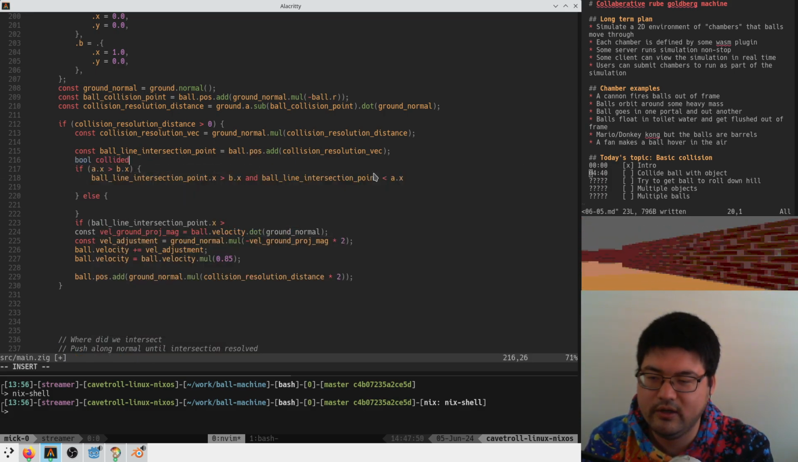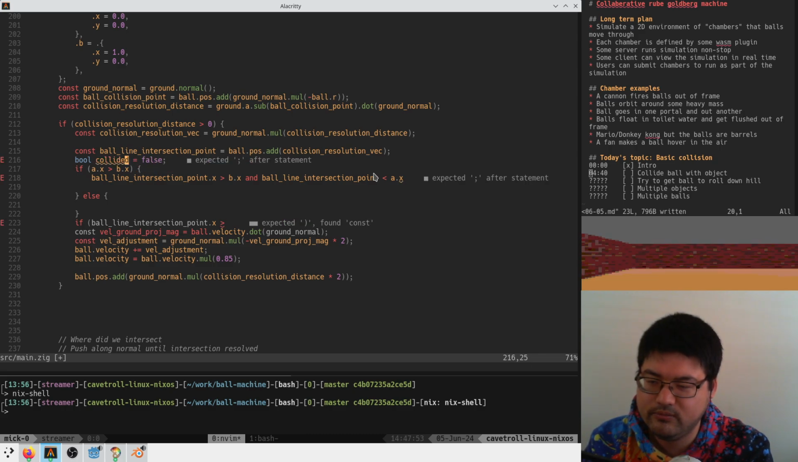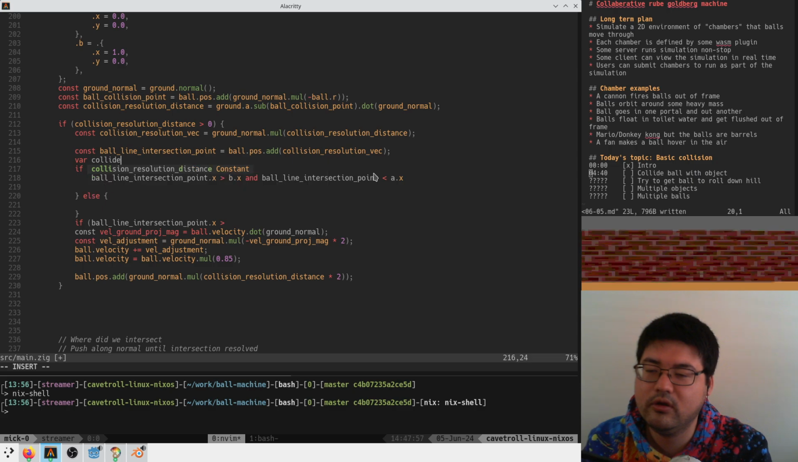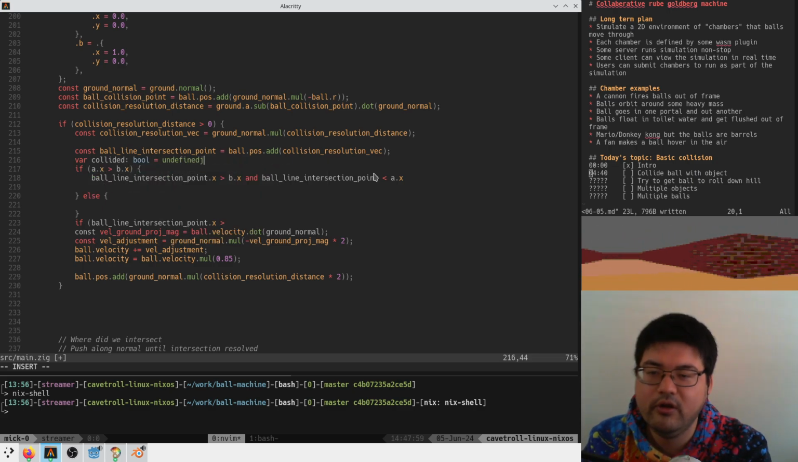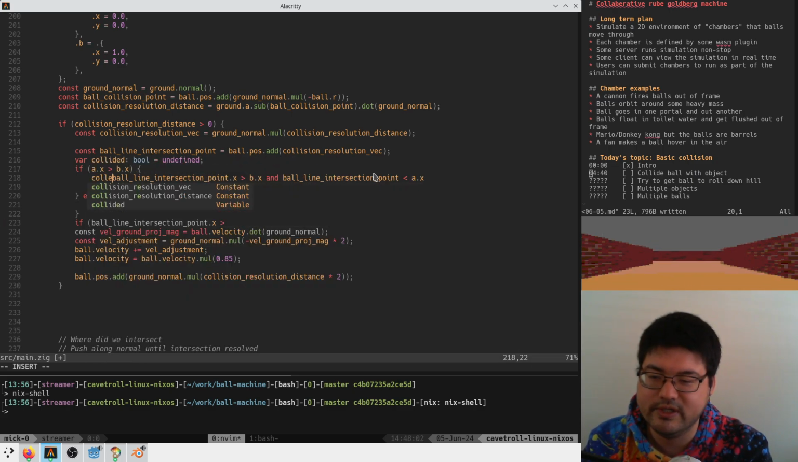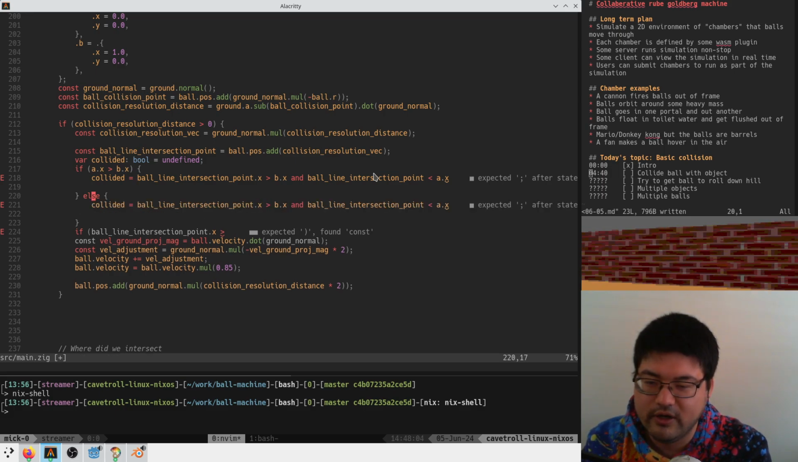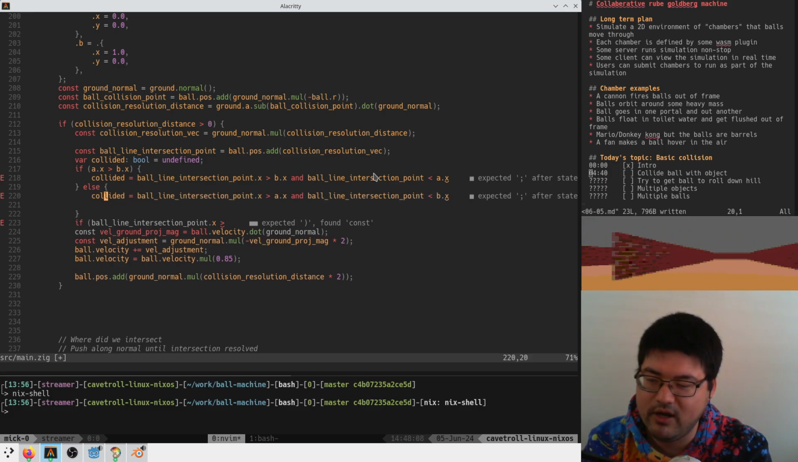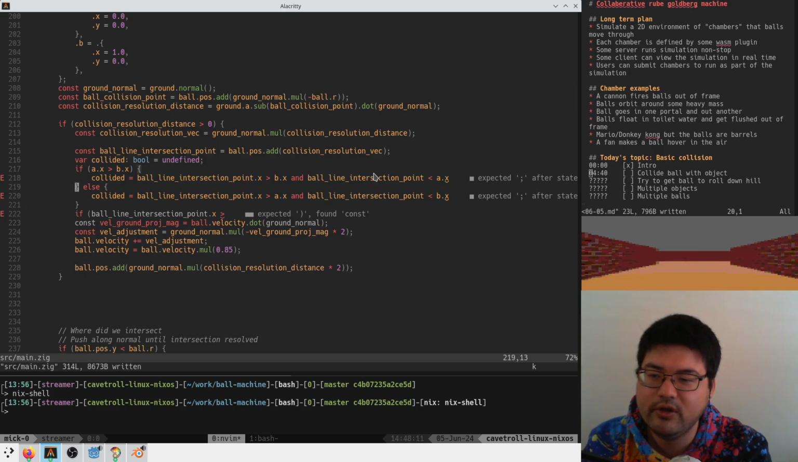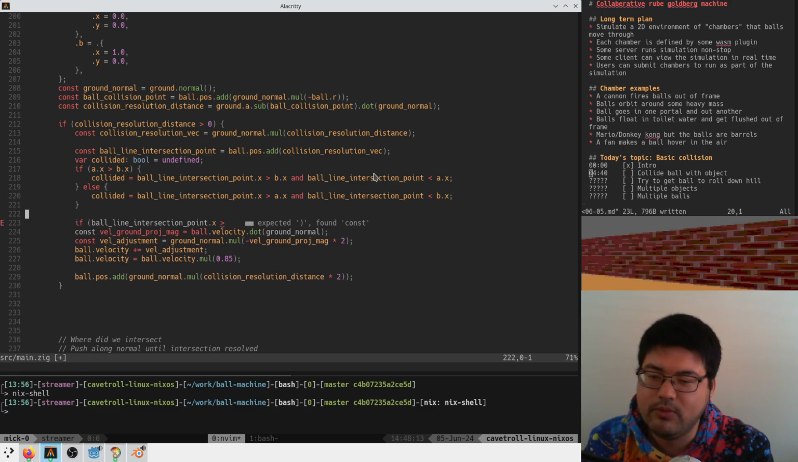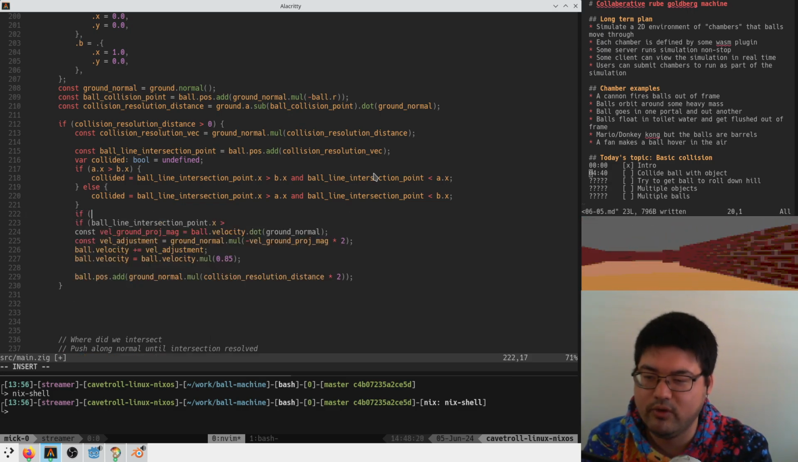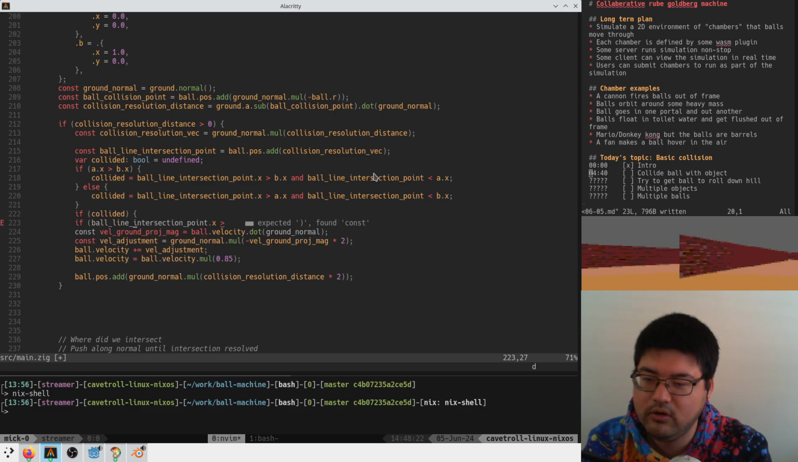Bool collided equals false, or var collided is a bool which is undefined. Yep, here we say collided equals this, and here we say collided equals the other way. Again, I'm pretty sure that there's a better way to do this. I just don't have it in my head right now, so we're just doing this instead. And now that will tell us if we collided. So if we collided, we do all this stuff.